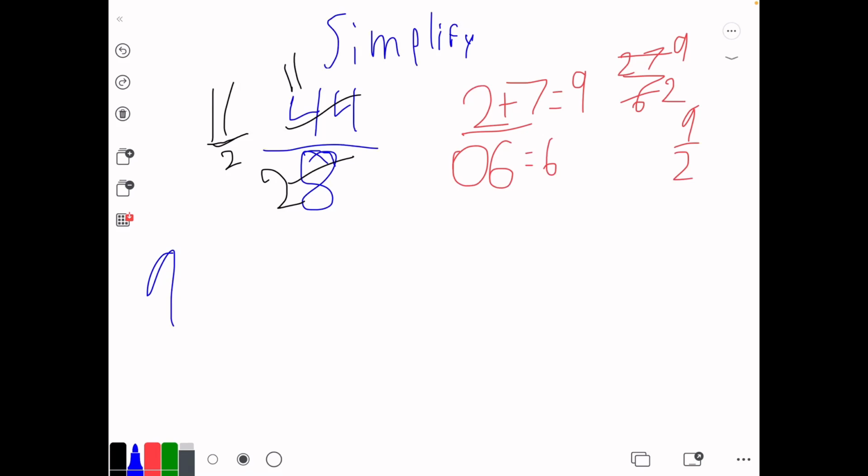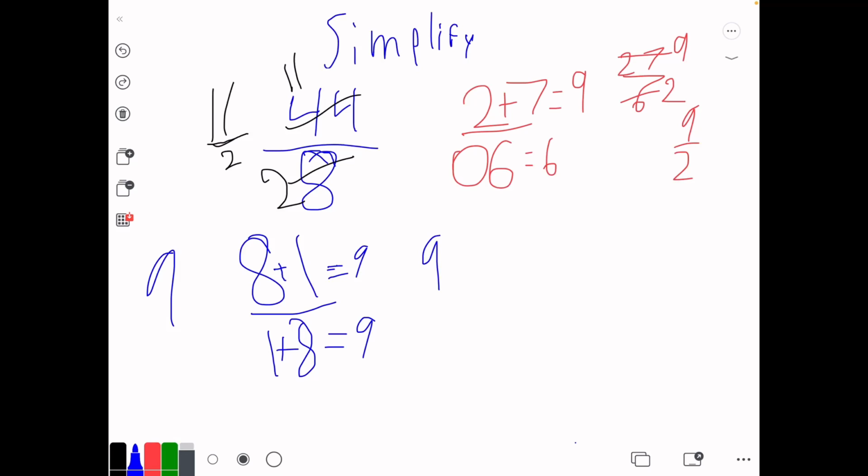The last one would be for the number 9. So you have 81 and 18. It's the same thing as the 3. It won't work for 6, that's what I wanted to know. But you add those digits, 9, 9. Now they're both divisible by 9, so 81 divided by 9 is 9, and 18 divided by 9 is 2. So 9 over 2 would be right there.